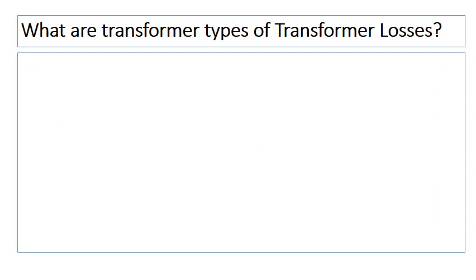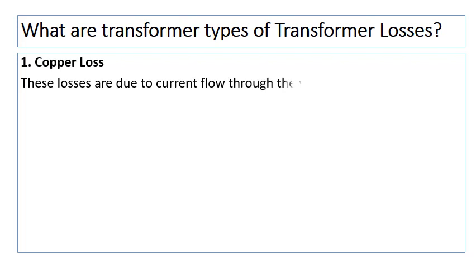What are the types of losses in a transformer? There may be the following losses in a transformer. Number 1. Copper loss. These losses are due to current flow through the windings. It causes the heating of conductors.